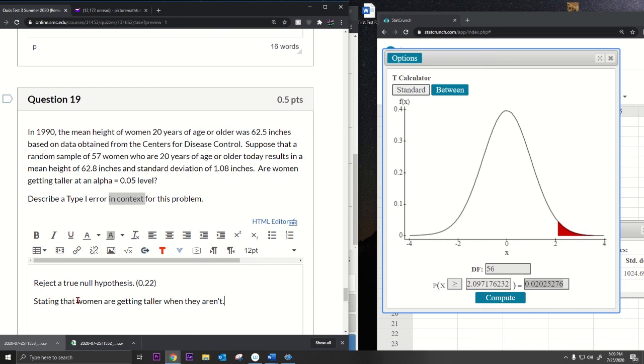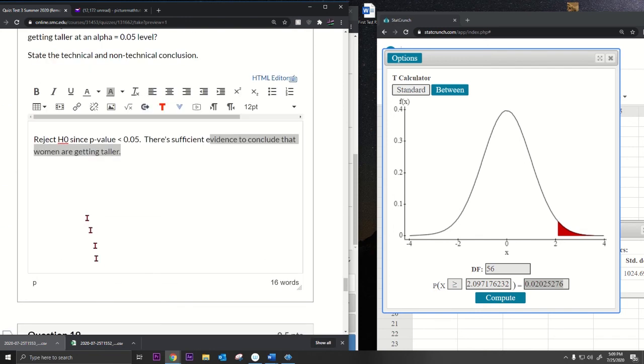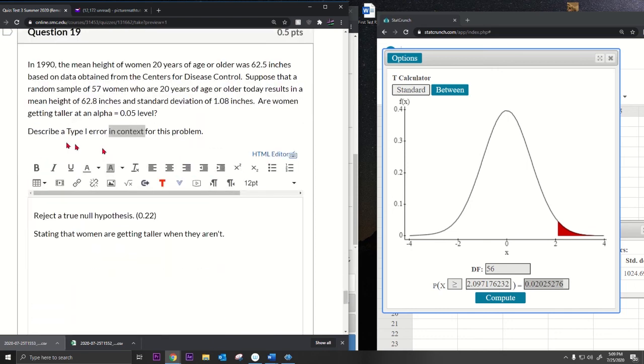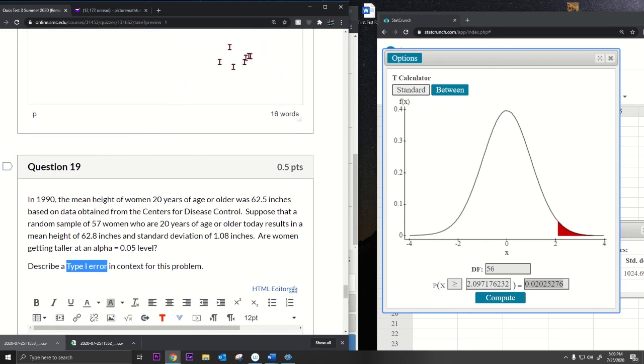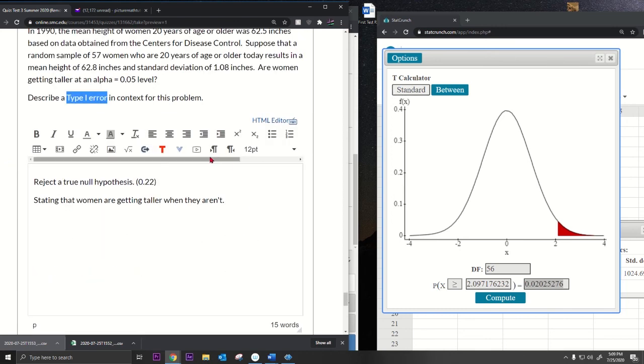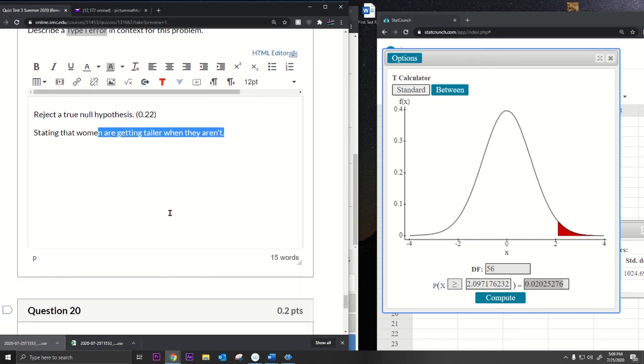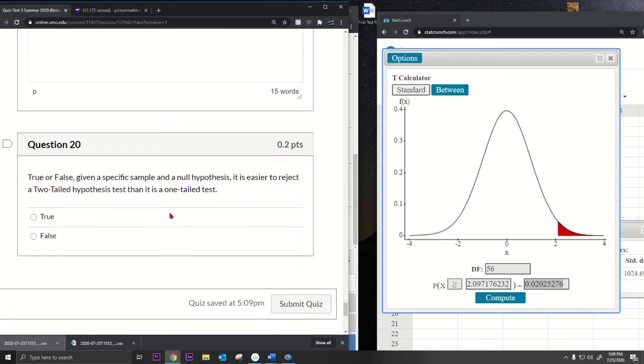This is all hypothetical. It has no connection to your conclusion, right? Our conclusion was that women are getting taller. That was our conclusion. The type 1 error is all hypothetical. It doesn't have any connection to your sample data. It's theoretical. It's explaining a situation, but it's not a situation that occurred. So it's just stating that women are getting taller when they aren't. Okay? There you go. That's the type 1 error.